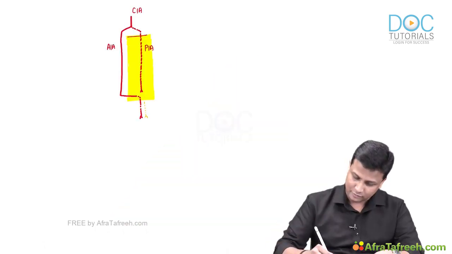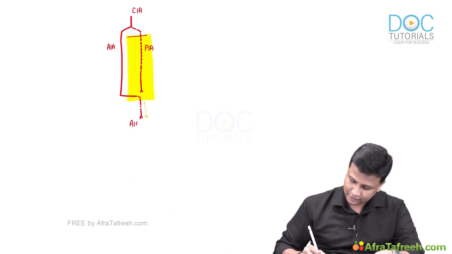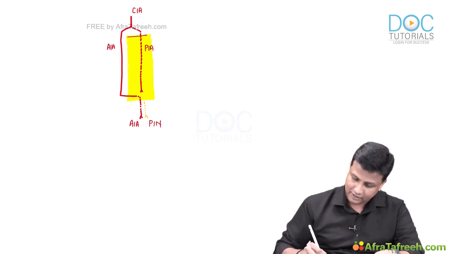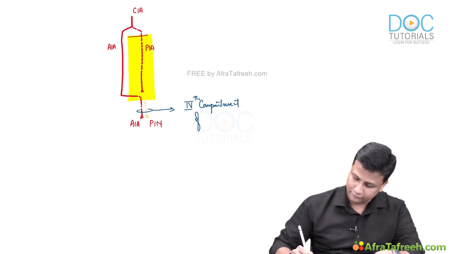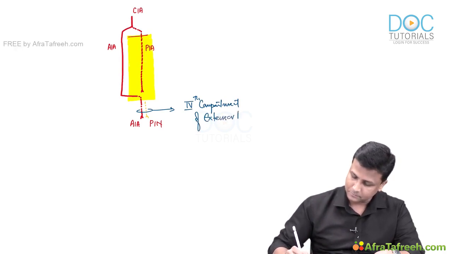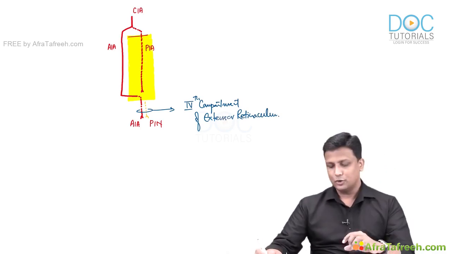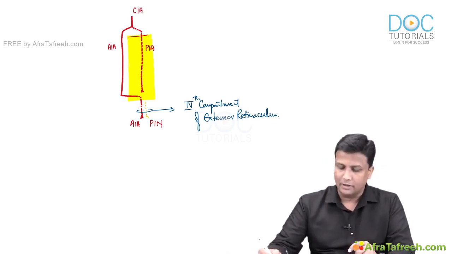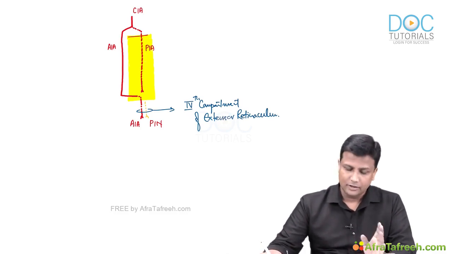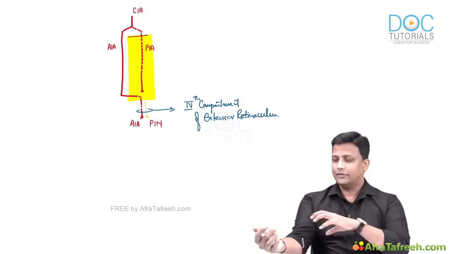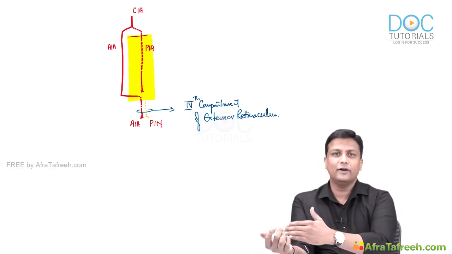So better you write down here once more, this will be the anterior interosseous artery, whereas this is the posterior interosseous nerve, PIN, and these two together pass through the 4th compartment of the extensor retinaculum. Okay, so together those two are going to pass through the 4th compartment of the extensor retinaculum. That is something really important to learn about the interosseous artery. Perfectly done.